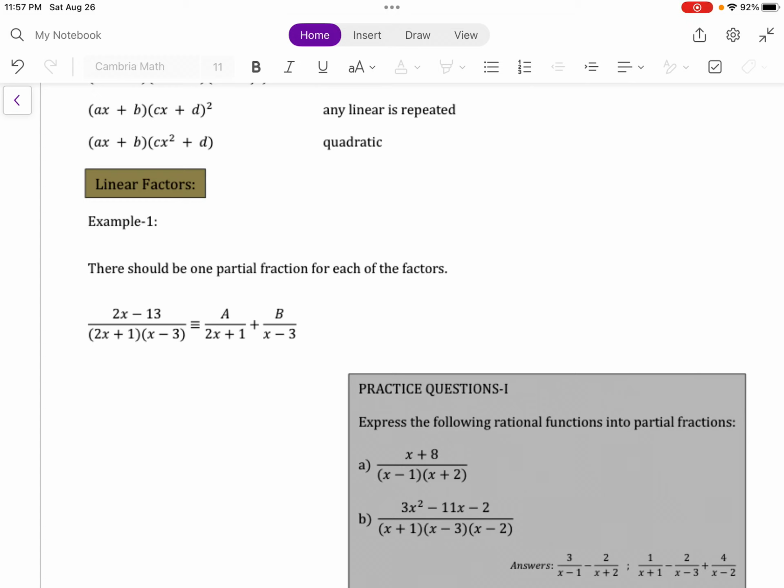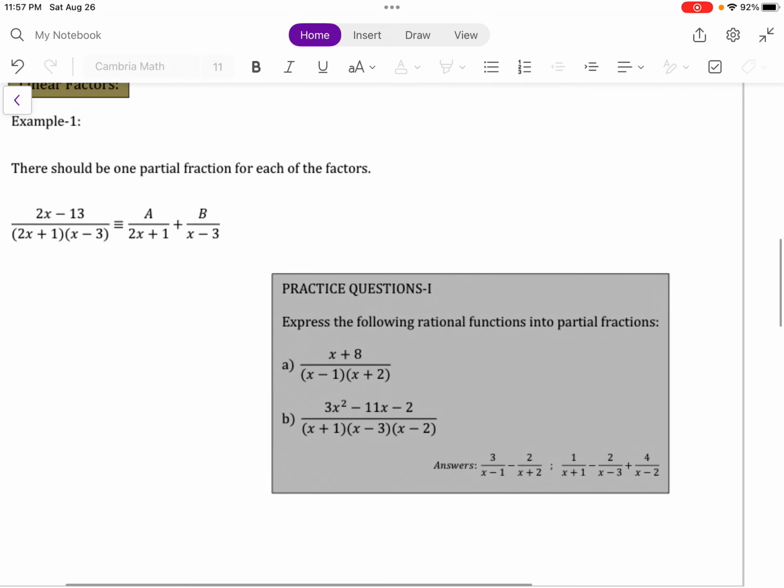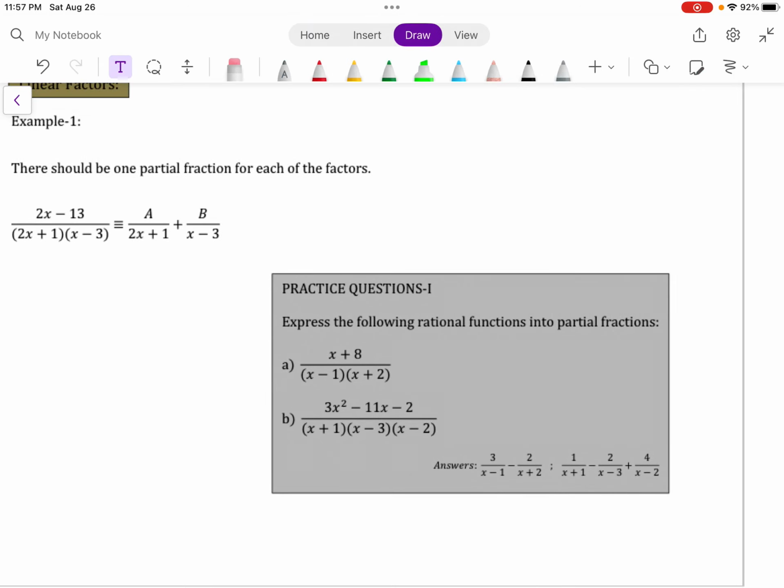So as per the rule, we have to let one fraction with an obviously unknown numerator, say it's A, for every factor. So it's A over 2x plus 1, which is the first factor, and B over x minus 3. If there was one more factor, just like in example B, there are three linear factors. So we have to let this as A over x plus 1, B over x minus 3, and C over x minus 2. So for each factor there is one fraction we have to let.